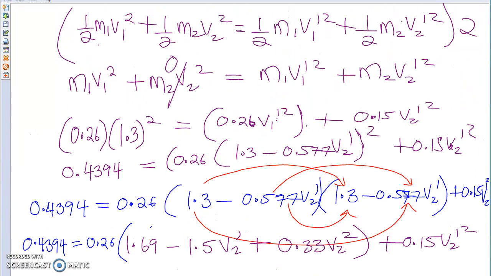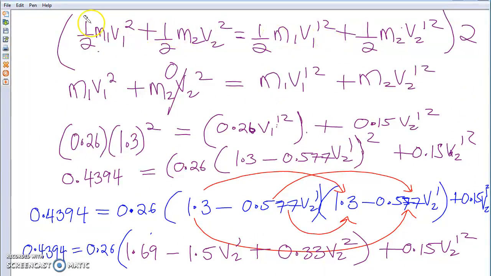Then we found the kinetic energy, and this was our kinetic energy formula. We got rid of our halves and solved for it. Then we subbed in the V1 prime into this part right here, and this is what we end up with when we expand my V1 formula. So I'm going to continue with that.